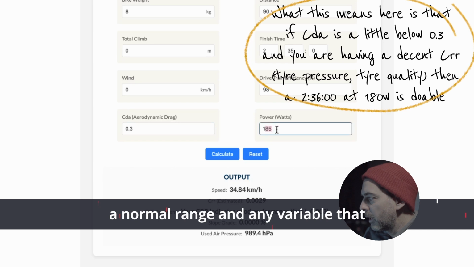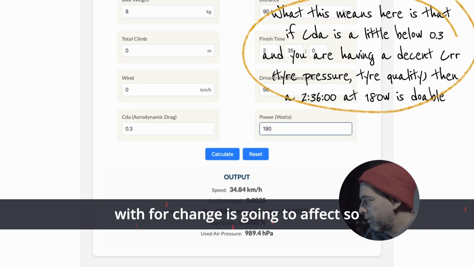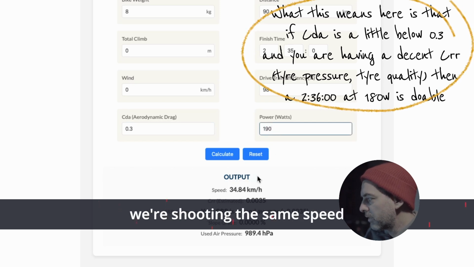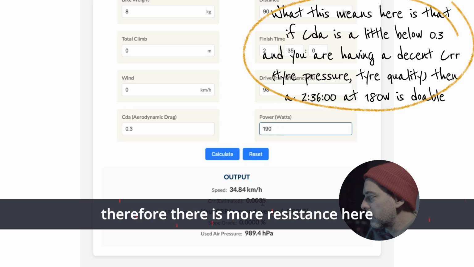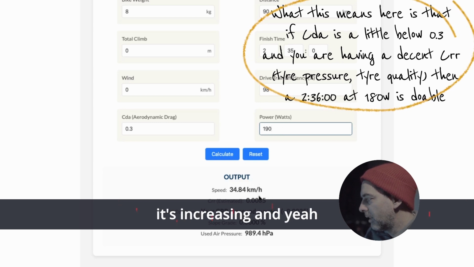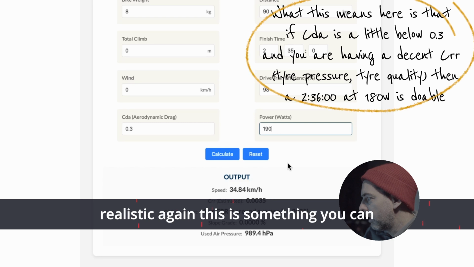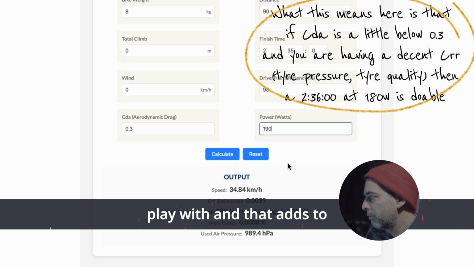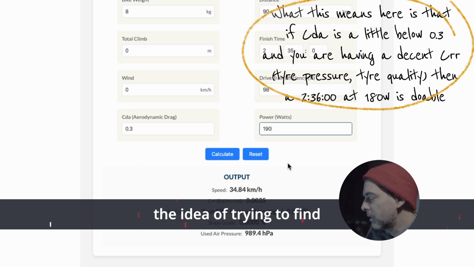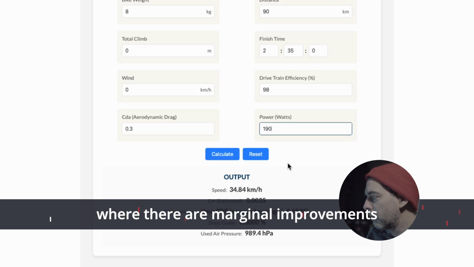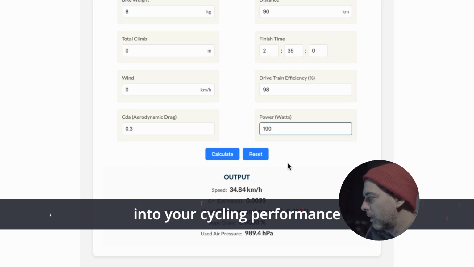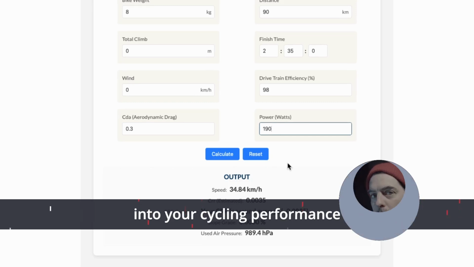And any variable that you're going to play with or change is going to affect the result. So we're putting more power, we're achieving the same speed, therefore there is more resistance. Here it's increasing, and yeah, these numbers are a bit more realistic. Again, this is something you can play with, and that adds to the idea of trying to find where there are marginal improvements in your cycling performance.